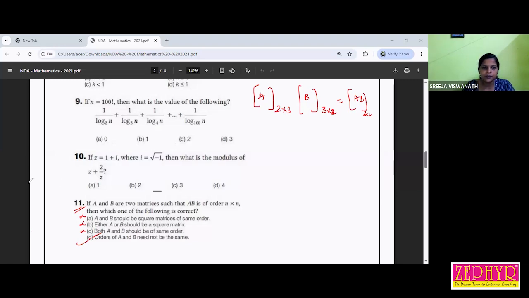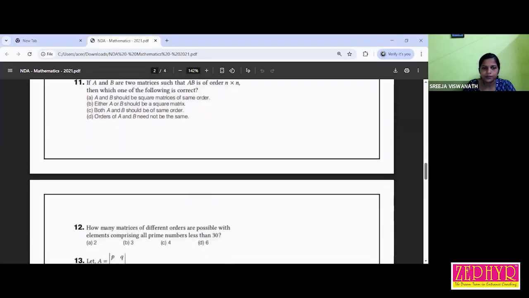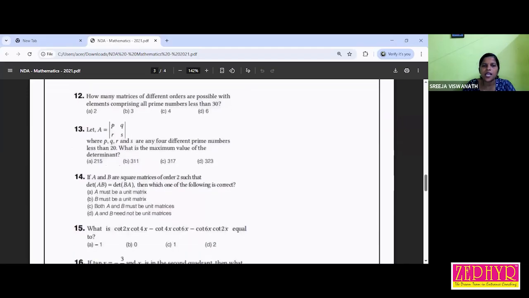So next question, question number 12. How many matrices of different orders are possible with elements comprising all prime numbers less than 30? So we should use all prime numbers less than 30 to construct the matrix. Primes less than 30 are 2, 3, 5, 7, 11, 13, 17, 19, 23, and 29. These numbers we can use to construct the matrix.